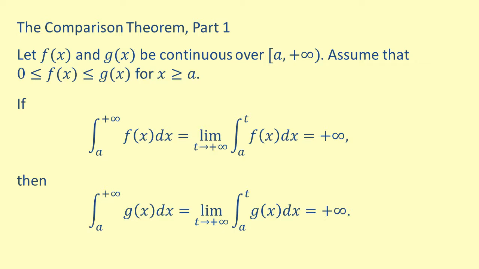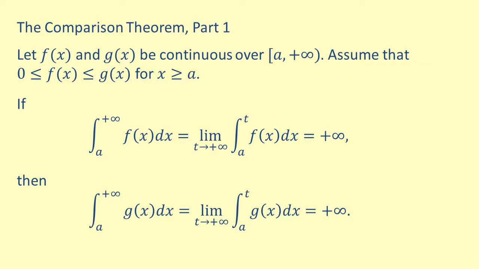For the first case, if we have the integral from a to positive infinity of f of x dx, that is equal to the limit as t approaches positive infinity of the integral from a to t of f of x dx, and that limit is equal to positive infinity, we can then say that the integral from a to positive infinity of g of x dx is equal to the limit as t approaches positive infinity of the integral from a to t of g of x dx, which also equals positive infinity.